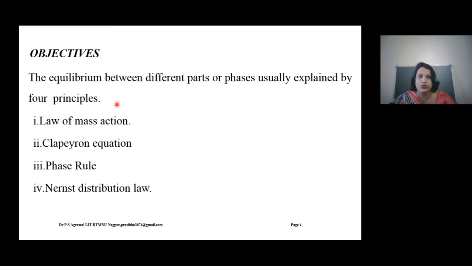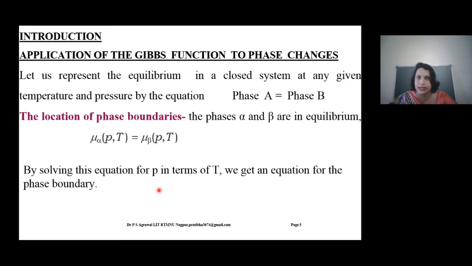The main objective to study this unit is a system. It consists of the parts which have different physical properties, sometimes different chemical properties also, and which are separated by boundaries. The system is said to be heterogeneous. The equilibrium between different parts, or we can call it different phases. There are different equilibria which exist, and these are well explained by the four principles, that is law of mass action, Clapeyron equation, phase rule, and the Nernst distribution law. So we will see all these equations, laws, and the phases.